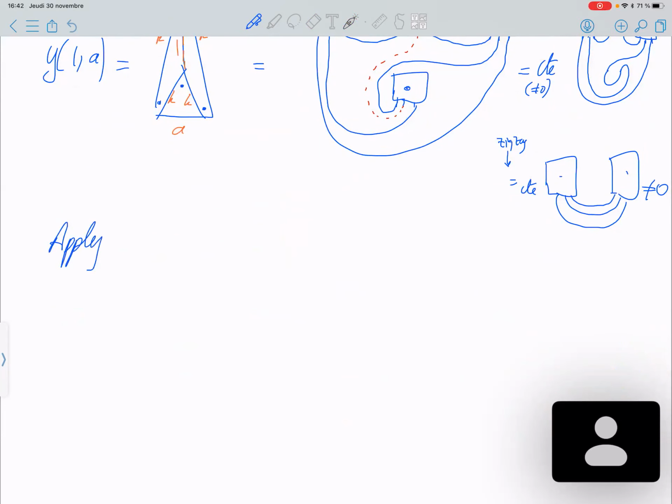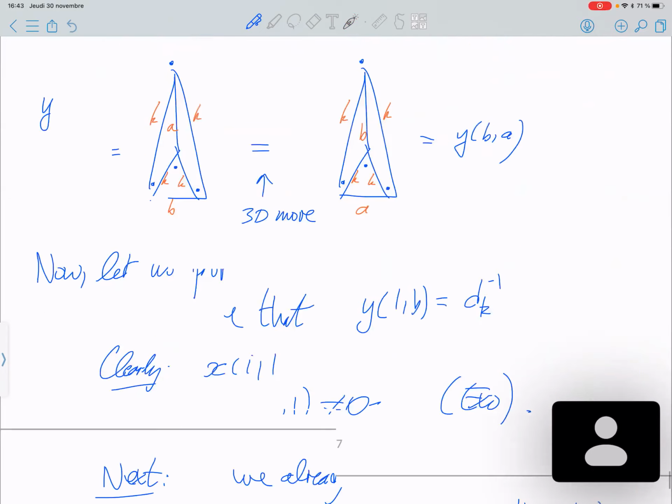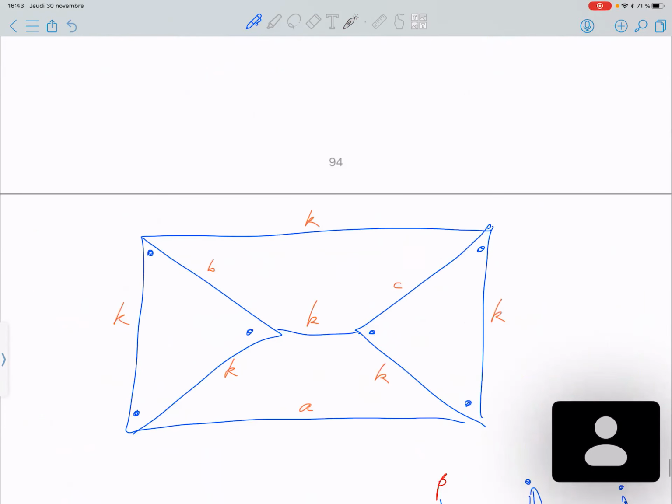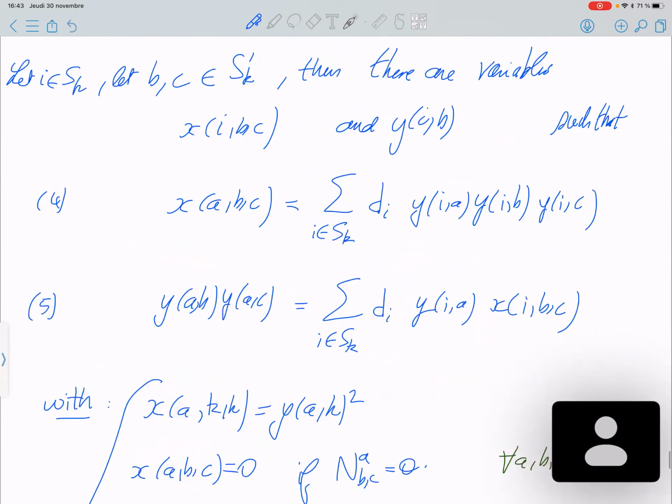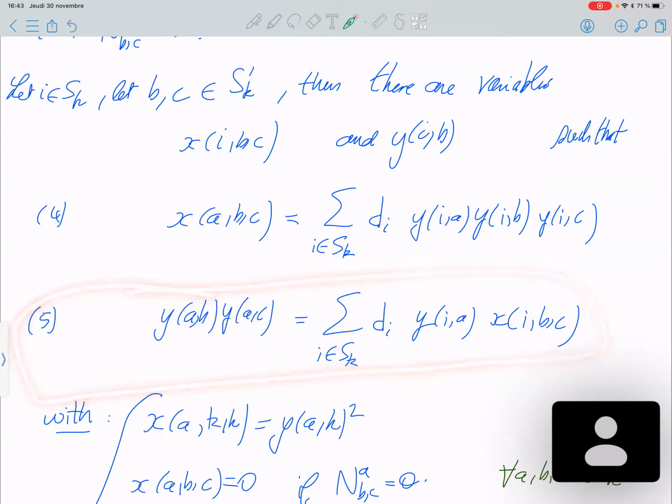Now you apply equation 5, the first one of the second, yeah, you apply this equation. With b equals c equal 1. Okay, and you take a to be any element of sk. You can take sk prime equal sk, because there is no more restriction, as sk prime is just a subset of sk. And so you have this equation, you replace b and c by 1, and a is any element of sk.